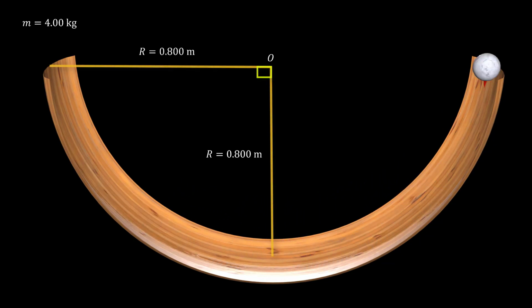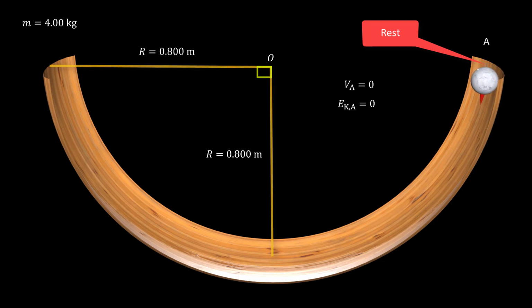The ball is released from rest at the highest point on the track, and we are going to call this point of release the point A. The speed of the ball at this point is VA, which is simply 0 because we release it at rest, and therefore this means that the kinetic energy of the ball at this point is also 0. So we can write EKA equals to 0.